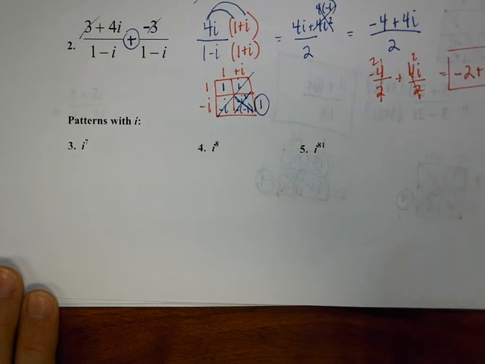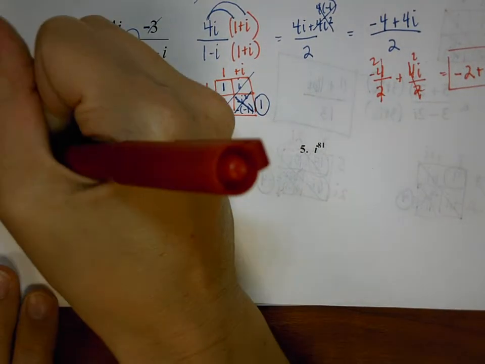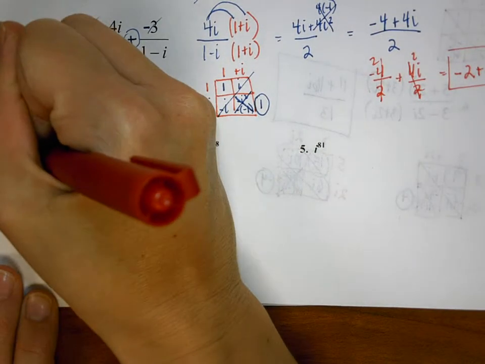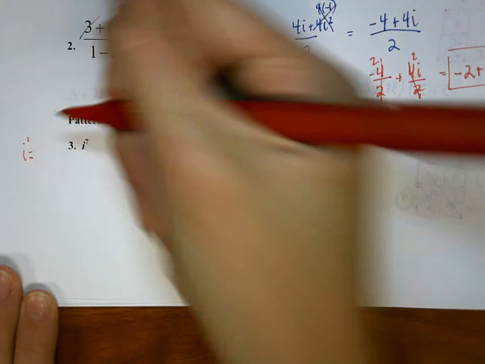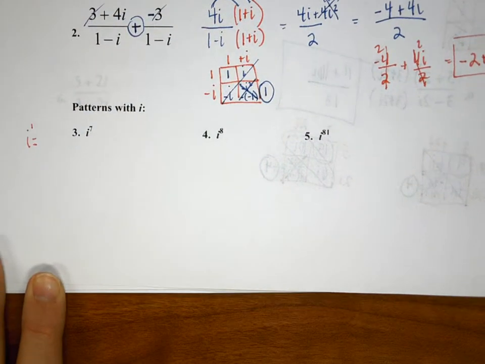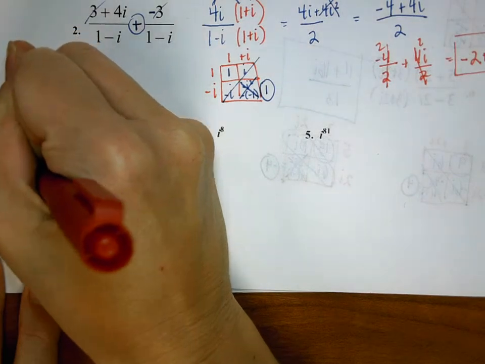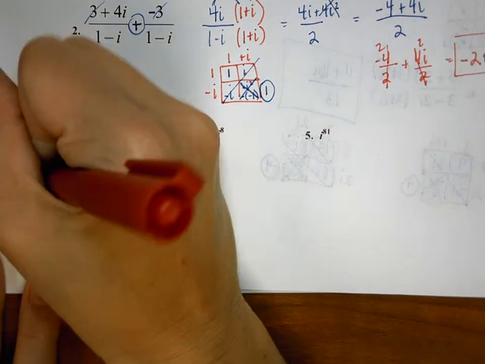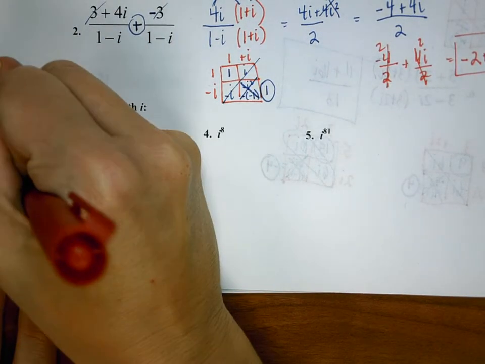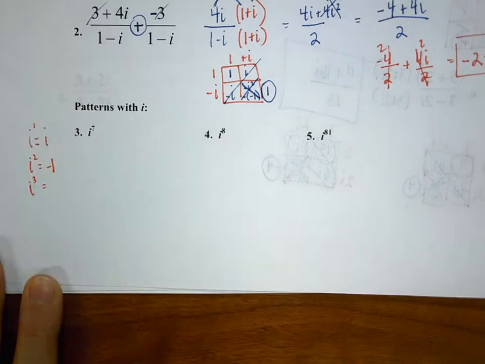If we go through and we have i to the first power, what does i to the first power equal? i. What does i to the second power equal? Negative 1. What do you think i to the third power is going to equal?